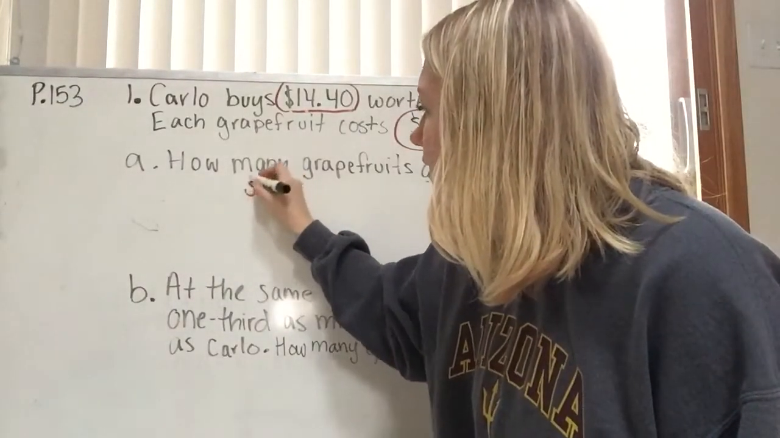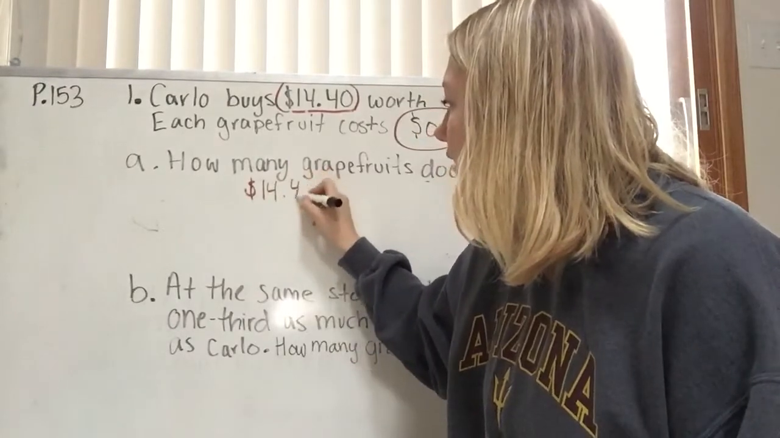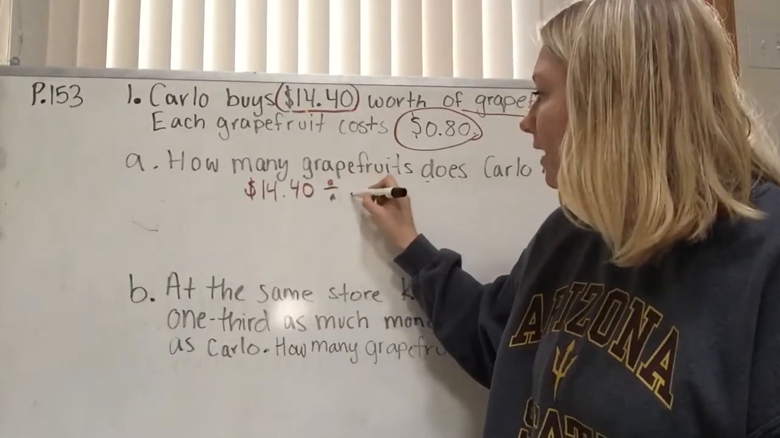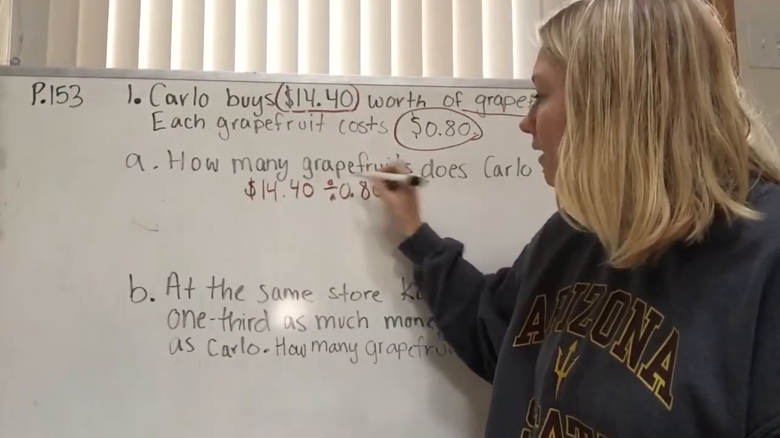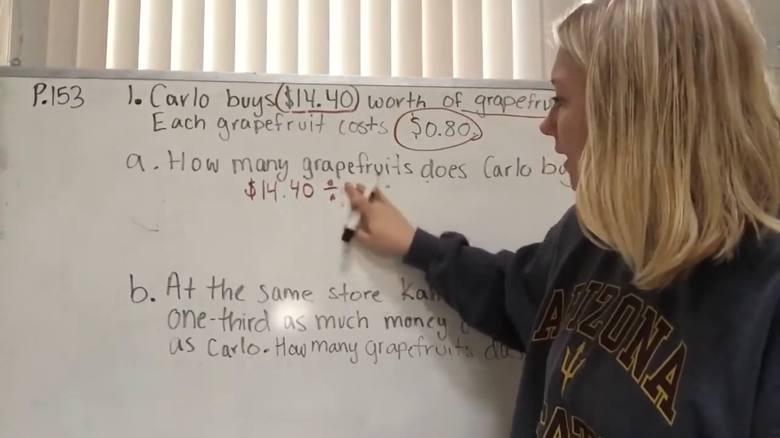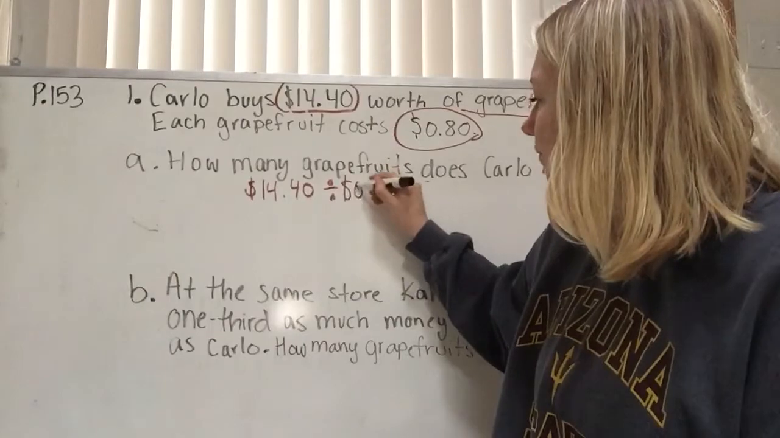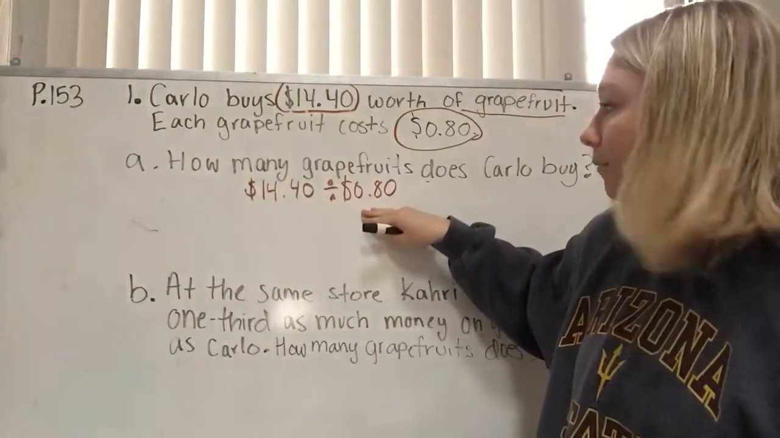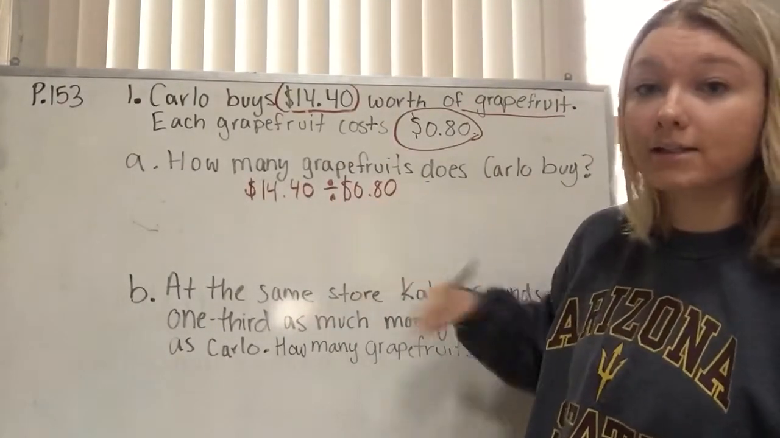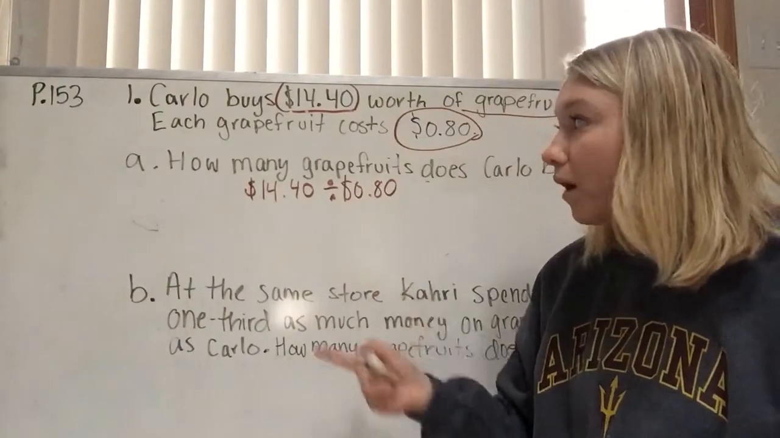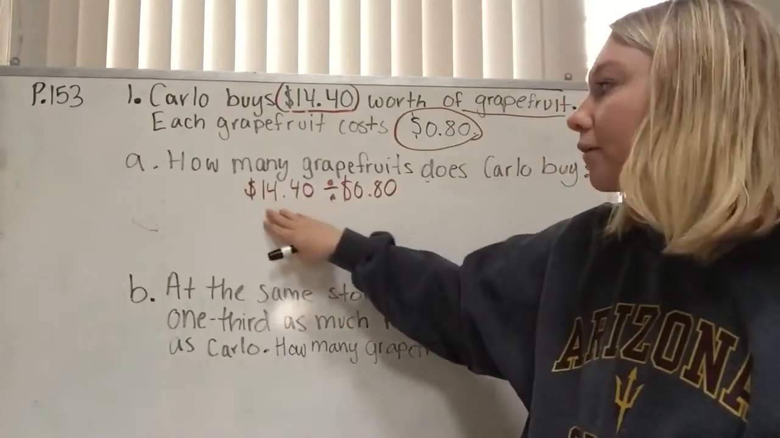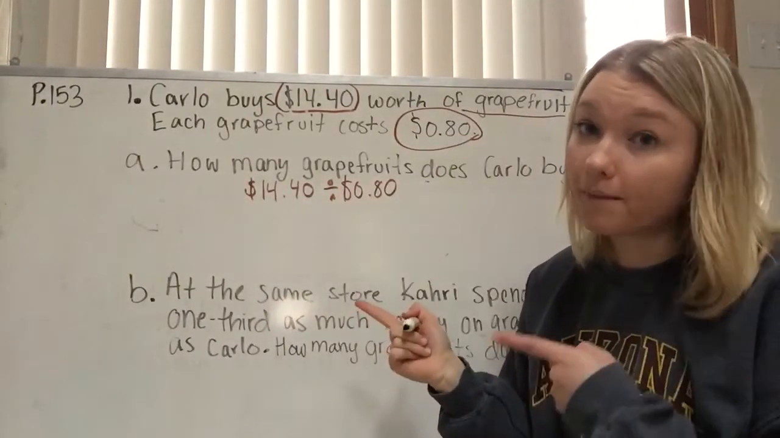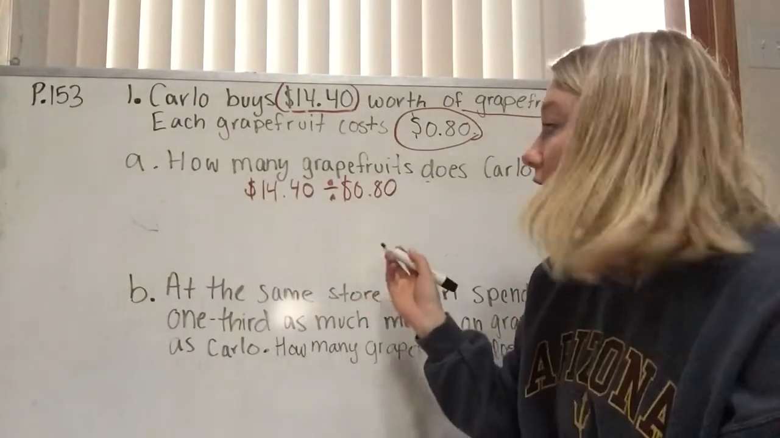So he spent $14.40, okay? And each one costs 80 cents, so I'm going to divide, I need that sign in front. So I'm going to take the amount that he spent and divide it by how much one costs to see how much he bought. So 2 lessons ago, we've done this before, right? We have a division expression, and now we need to move it into a what? Yes, a fraction, into fraction form.